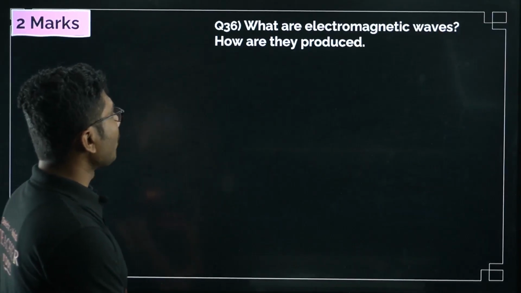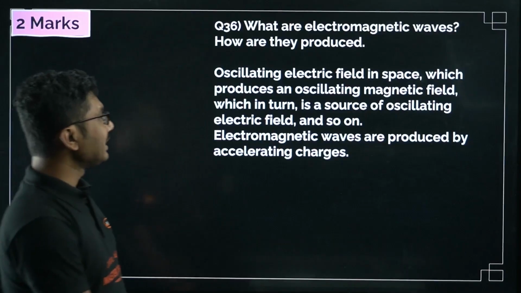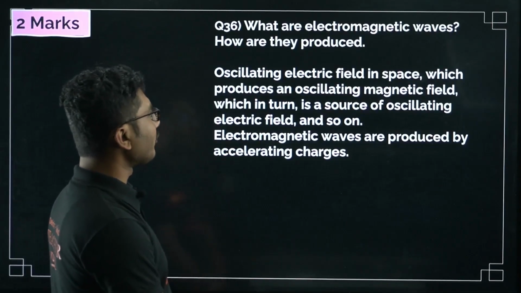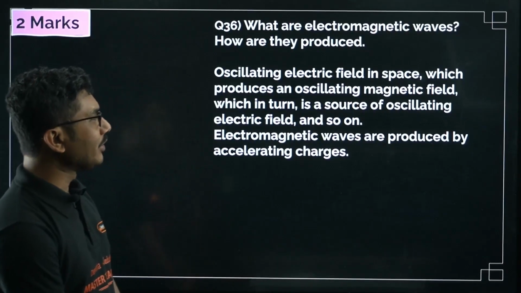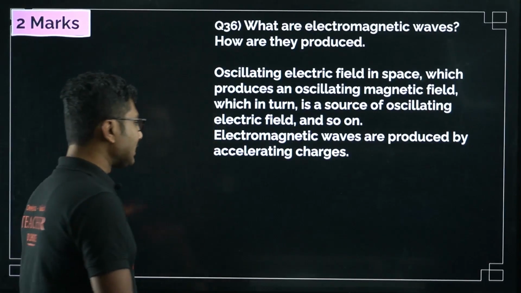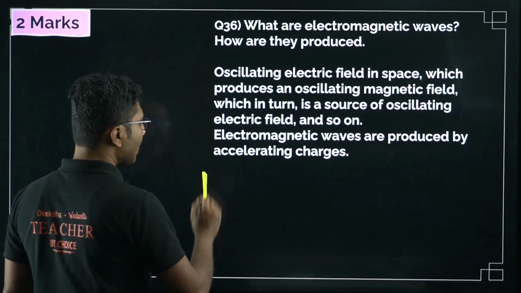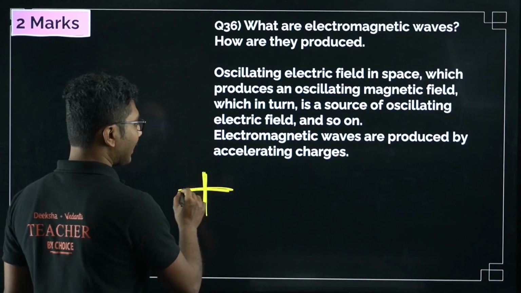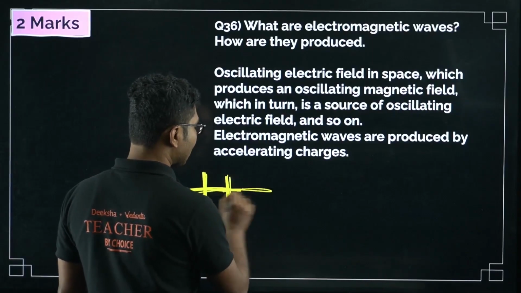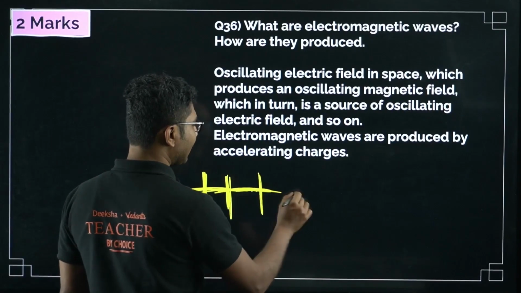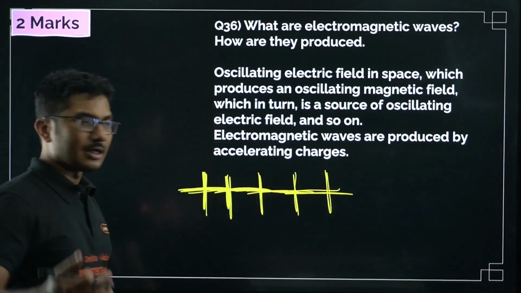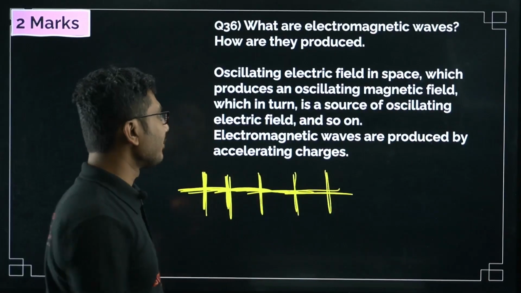Now, what are electromagnetic waves? How are they produced? An oscillating electric field in space produces an oscillating magnetic field, which in turn is a source of an oscillating electric field, and so on. Electromagnetic waves are produced by accelerating or oscillating charges. One oscillating charge will produce an oscillating magnetic field. The magnetic field in turn will produce another oscillating electric field. This oscillating electric field will produce another magnetic field, and now this will produce another electric field. Like that they keep on producing and progressing. It is a slightly complicated theory, but this is the easiest explanation.